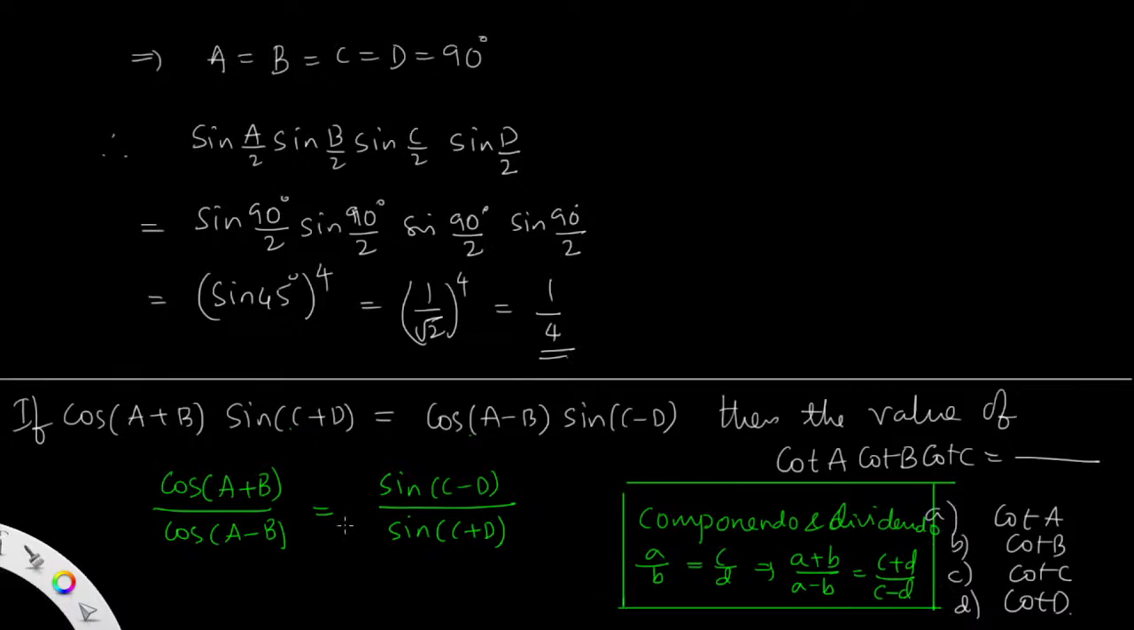Now it is in that form only: A by B equal to C by D. Then it goes as cos(A plus B) as A, cos(A minus B) as B, and sin(C minus D) as C, and sin(C plus D) as D. Now applying componendo and dividendo, the formula can be applied here, then you get the answer directly.